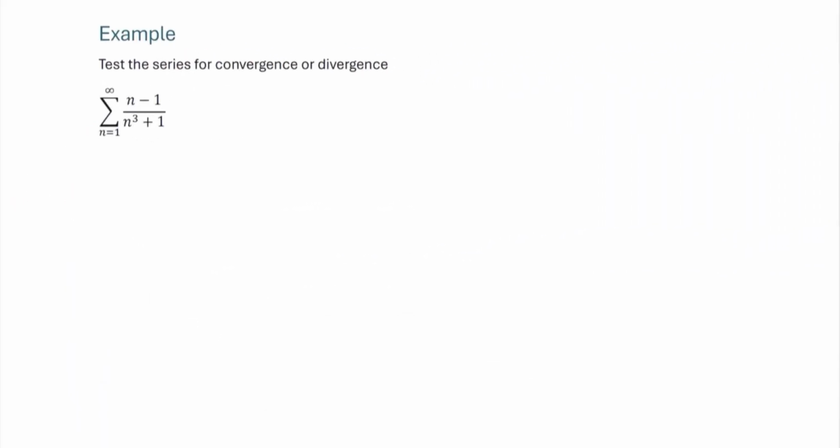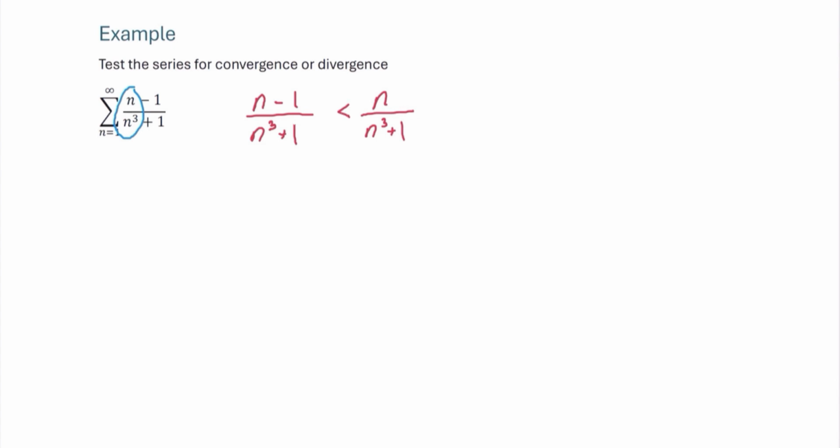In this example, we have the series of n minus 1 divided by n cubed plus 1. Initially, it's not a p-series, but maybe we can compare it to one. Again, looking at the dominating part of the top and the bottom, n minus 1 divided by n cubed plus 1. If we remove the negative 1 from the numerator, think about what that's doing to the fraction. It's making the fraction bigger.